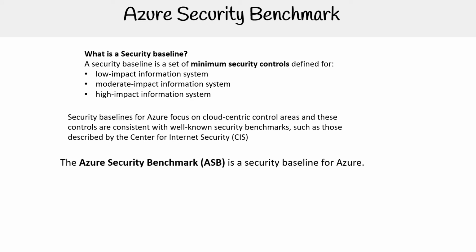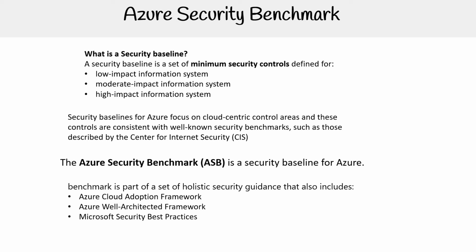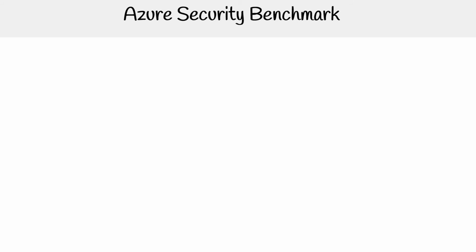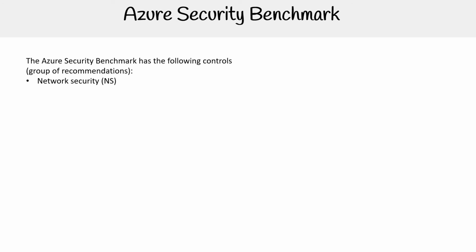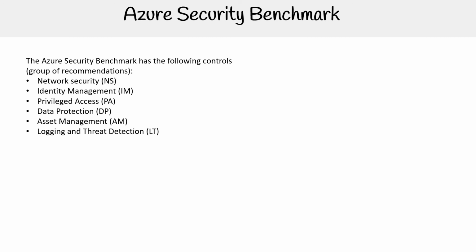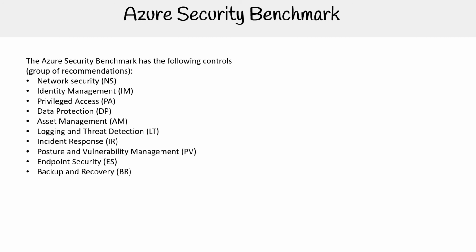So Azure Security Benchmark, ASB, is a security baseline for Azure, and the benchmark is part of a set of holistic security guidance that also includes the Azure Cloud Adoption Framework, Azure Well-Architected Framework, and the Microsoft Security Best Practices. The Azure Security Benchmark has the following controls, and these are grouped: network security, identity management, privileged access, data protection, asset management, logging, threat detection, incident response, posture, vulnerability management, endpoint security, backup and recovery, governance and strategy.